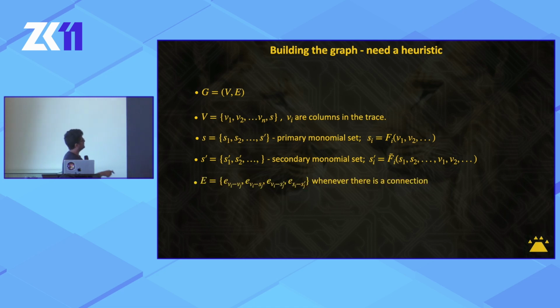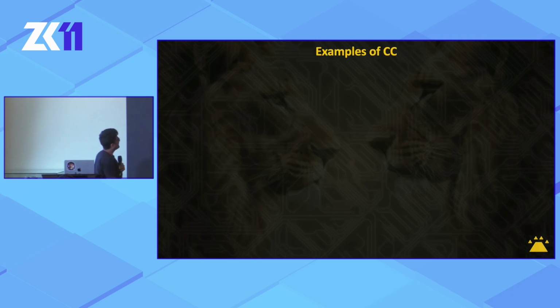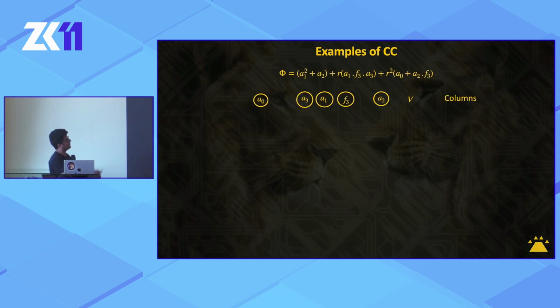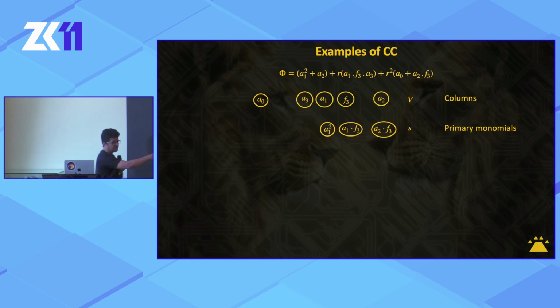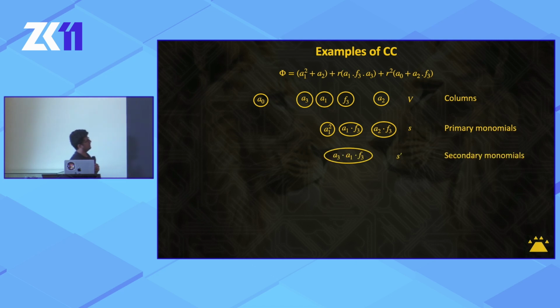And then whenever there is a connection between different sets, you add an edge between these two things. And you can easily do it using some standard algorithm like BFS. And it's very easy to build these connected components in general. So let's see an example of the connected components and go to the same bad example that we saw before. So let's represent the columns. The primary monomials are just simple functions of the columns there. And then you have the secondary monomials, which are functions of primary monomials and the columns.